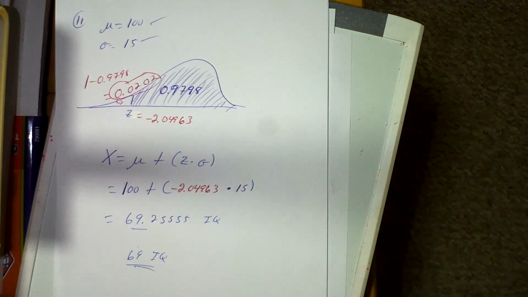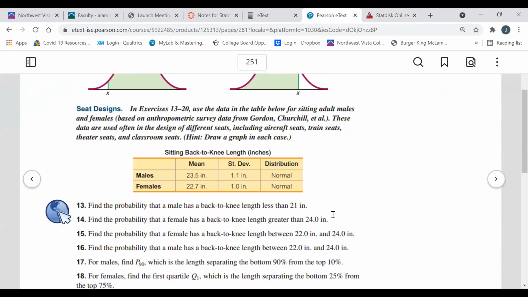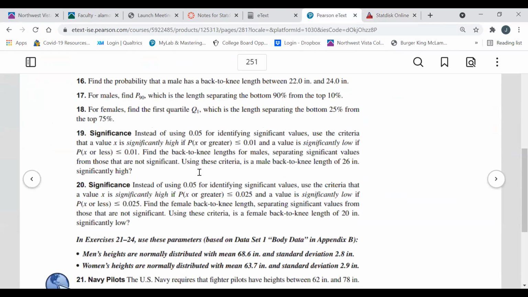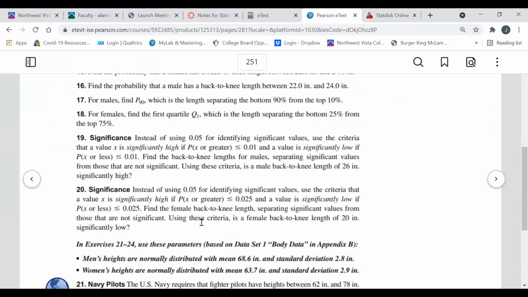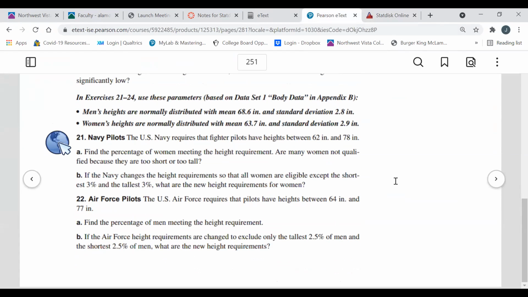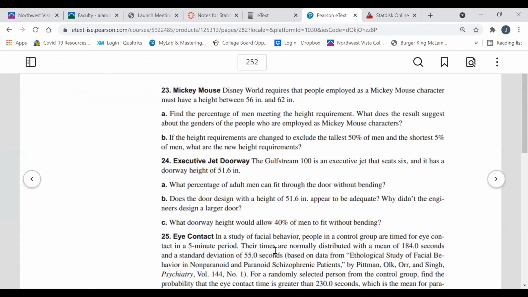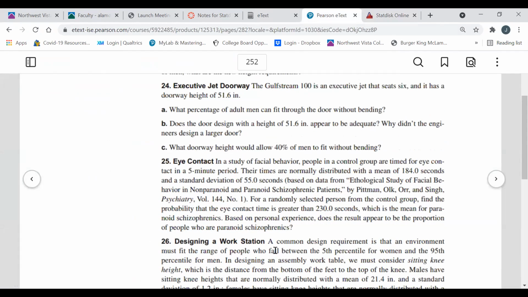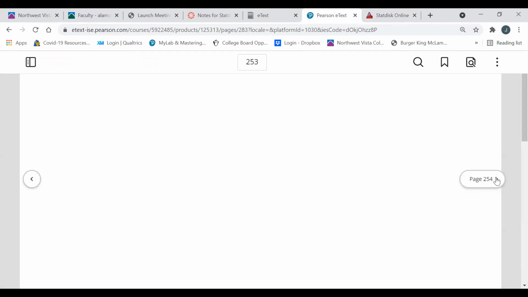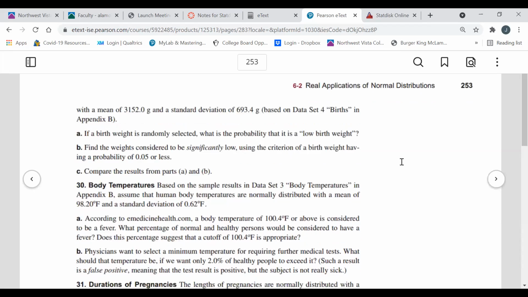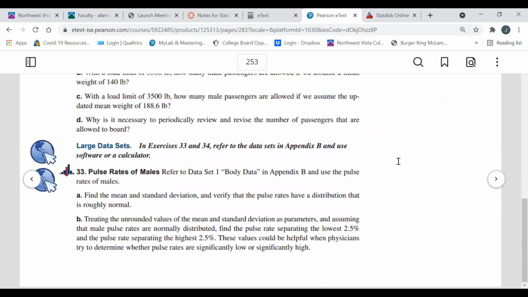There's a whole bunch of them. All right. We have, let me see what we have. You guys are in the way. All right, so we have Navy pilots. We're trying to do the odds, right? We have Mickey Mouse, eye contact, jet ejection seats. What else we have? Body temperature, durations of pregnancies, pulse rates.